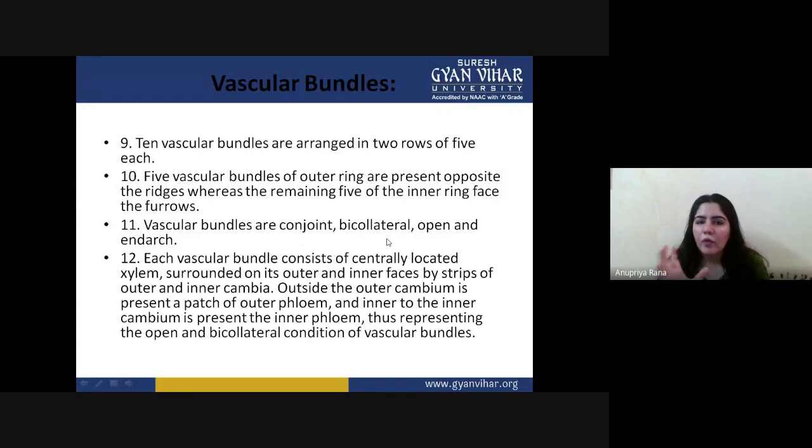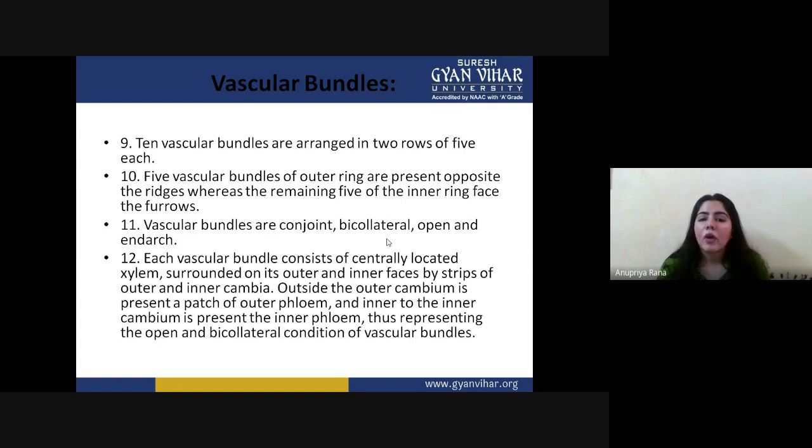Both sides will have phloem, and in the center there will be the xylem. But they are open and endarch. They are open, not covered by the bundle sheath. If the vascular bundle is not covered by the bundle sheath, it is known as an open vascular bundle. And endarch in position means they grow toward the inside direction. They do not grow toward the outside direction as in root habit. Mostly in the root, there will be the exact opposite condition of vascular bundle.